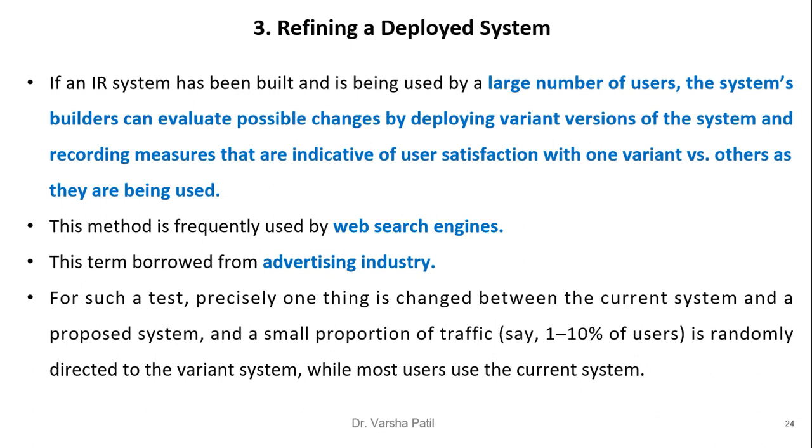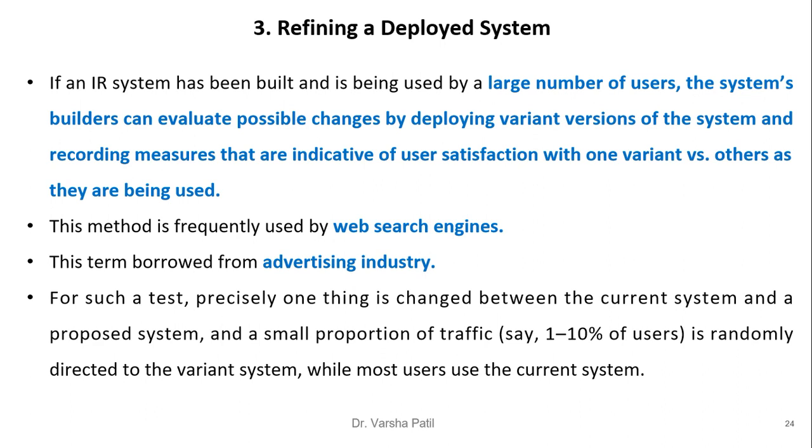Refining a deployed system. If an IR system has been built and is being used by a large number of users, the system builder can evaluate possible changes by deploying a variant version of the system and recording the measures that are indicative of user satisfaction with one variant as with the other while they are being used. This method is frequently used by web search engines, and it is very famous, and it is used in the advertising industry. An example is A/B testing.